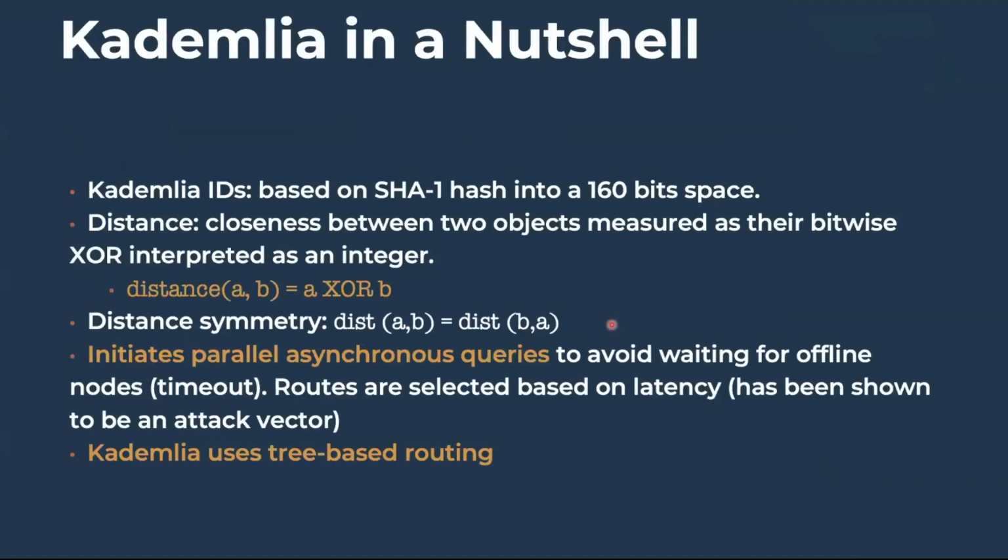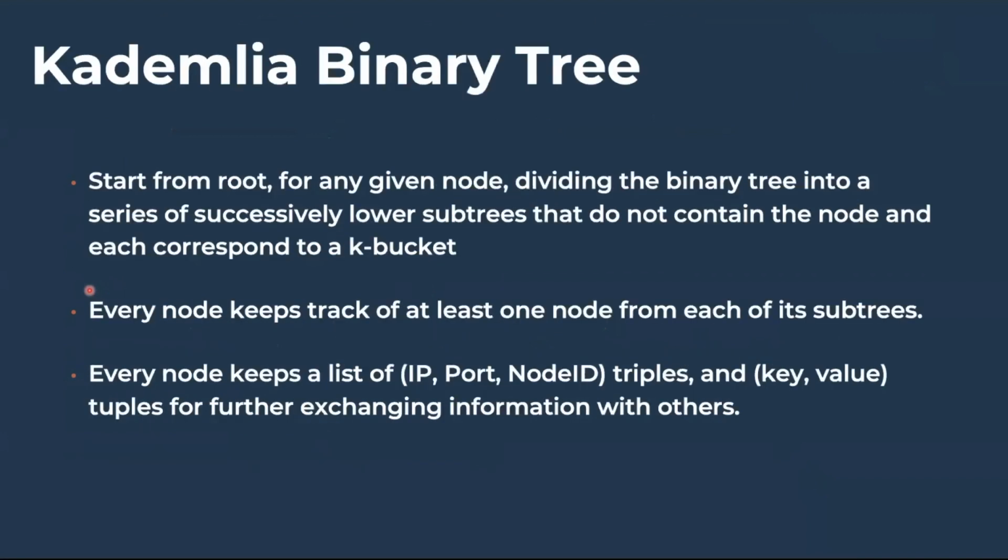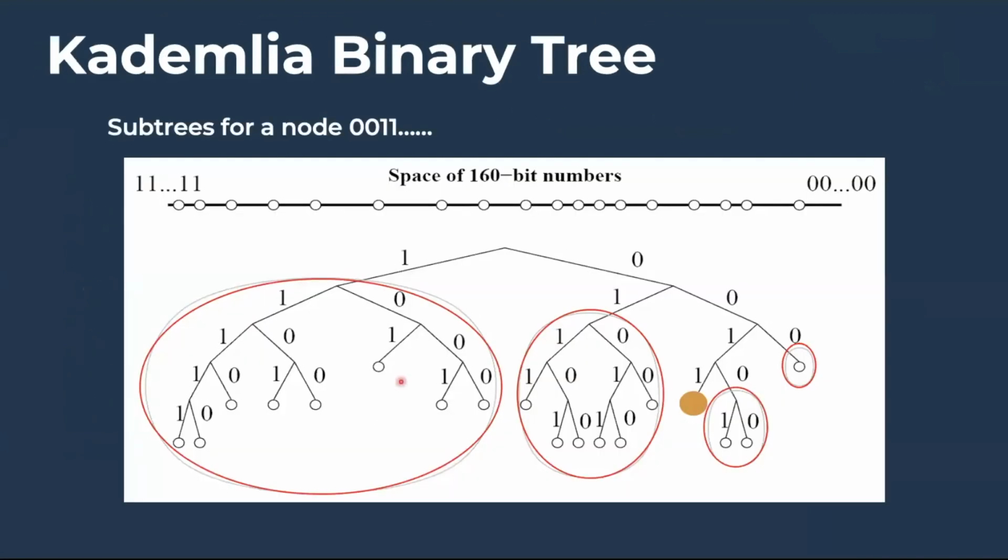The important part to mention is that the Kademlia DHT is using the XOR distance between two pointers. It initiates several parallel asynchronous queries, and it uses a tree-based routing. What this means is that if we have this node, for example, it would have different subtrees in the K buckets of its routing table, and that's where it's going to start initiating connections in order to try and find some content.